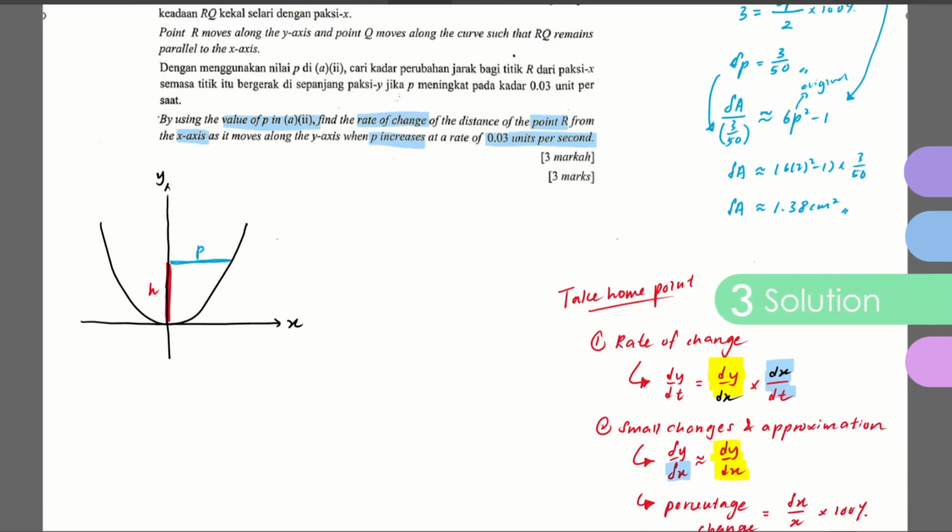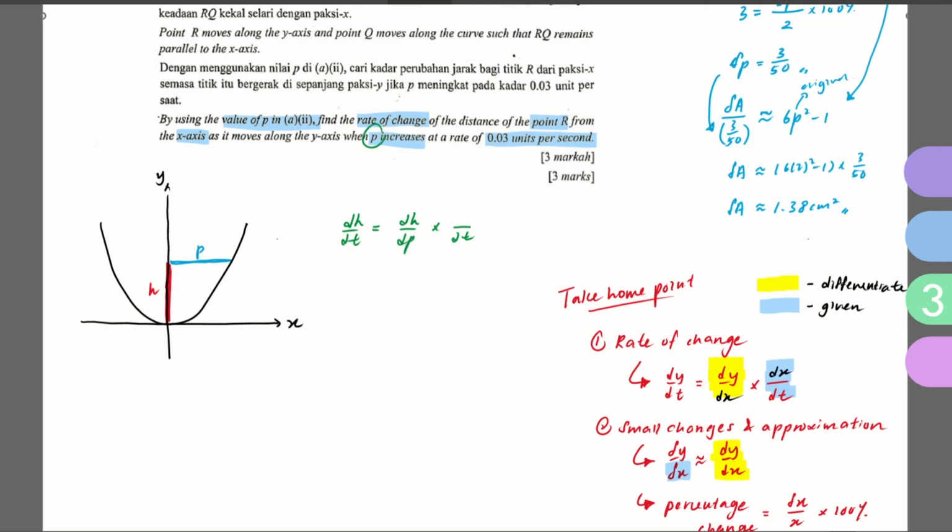To find the rate of change for the red line, it can be represented as dh over dt, and we can use chain rule to split this fraction. And for the blank spaces, we need to find an unknown, which is not in the equation, but in the question, and has a relationship with h. In this question, it will be p. So here I'll put dp.